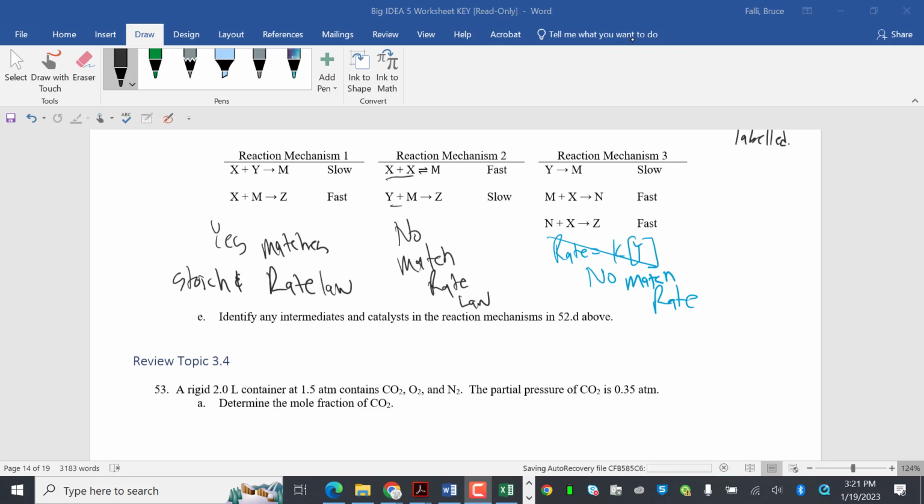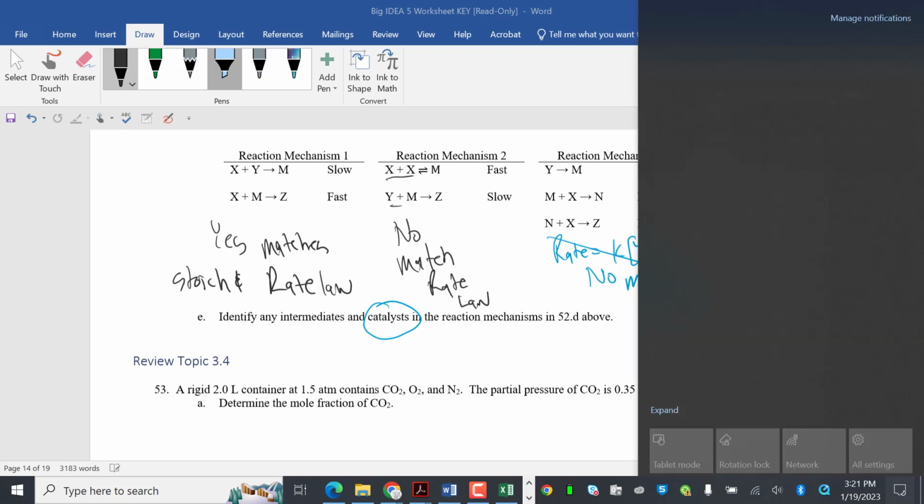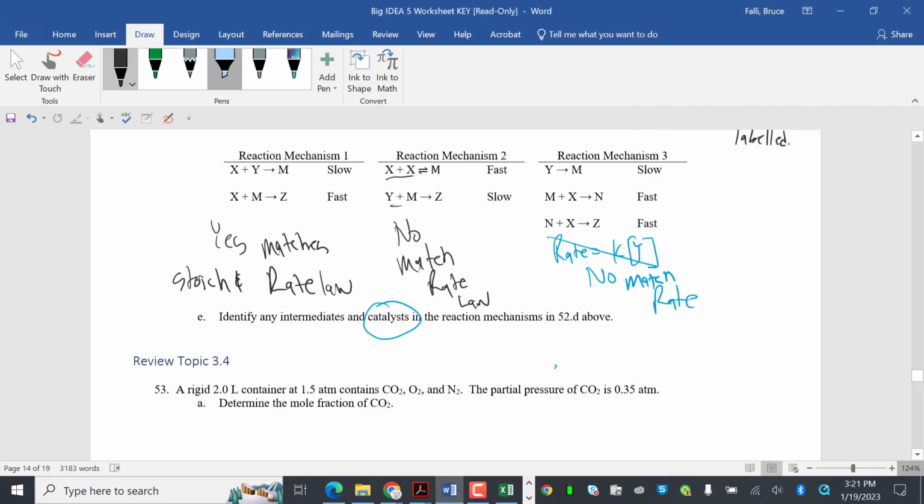Okay, so I will start with catalysts. Catalysts are things that are reactants that reform. So X doesn't reform, Y doesn't reform. X doesn't reform, right? And Y doesn't reform. A catalyst has to be a reactant.